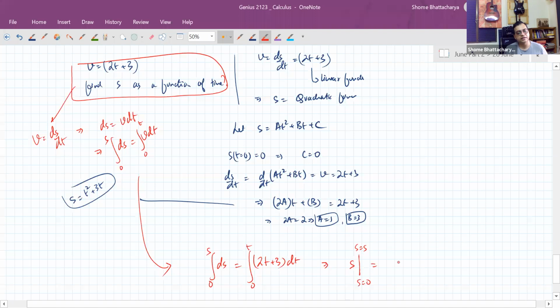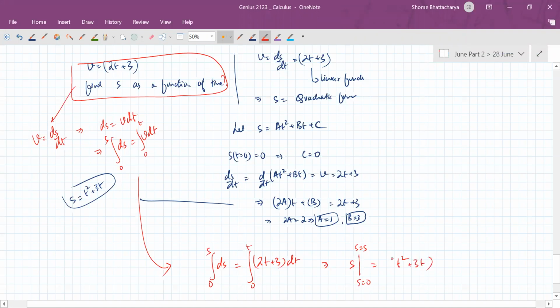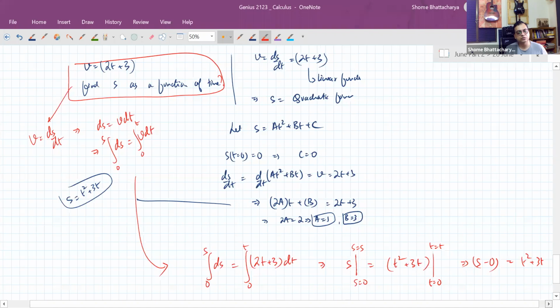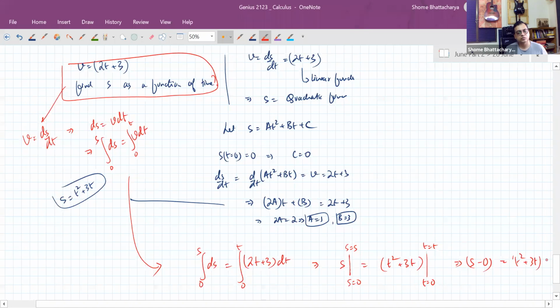On the right hand side, the integration of 2t is t square, and the integration of 3 is 3t. Okay, so this is the indefinite function. I'm not writing the constant, but this has to be substituted from limits t equal to 0 to t equal to t. So on the left hand side, the upper limit is s, the lower limit is 0. On the right hand side, the upper limit is t square plus 3t, and again, the lower limit is 0. So this is showing us that s as a function of time is t square plus 3t.